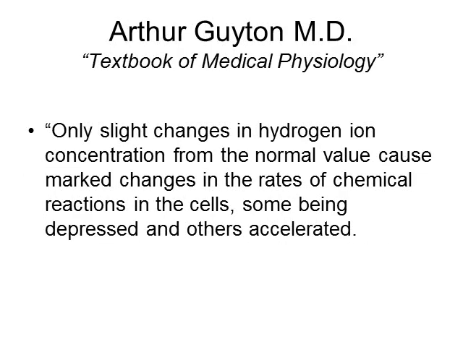The Textbook of Medical Physiology says only a slight change in hydrogen ion concentration from the normal value will cause marked changes in the rates of chemical reactions in the cells, some being depressed and others being accelerated, which means that if you have a urine pH that is too acidic, because zinc is a pH-dependent mineral, zinc may not be absorbed in the body during the time that that urine pH is so acidic.